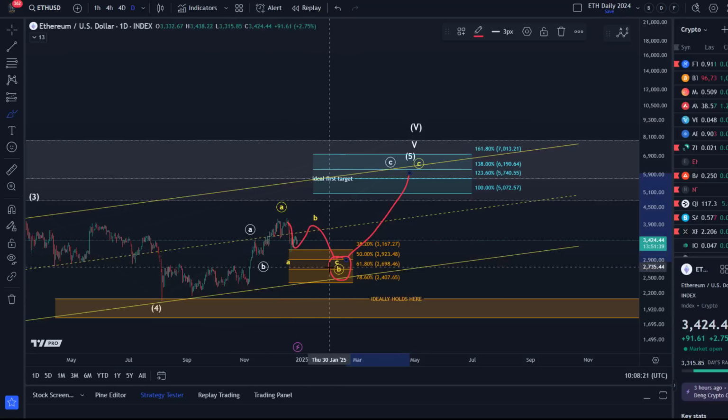And then from the support area, if the market can generate enough buying interest, then we could see this C wave to the upside, which might take us into the area of, let's say, $5,070 plus in the coming weeks and months probably. The more directly bullish scenario is highlighted in white.